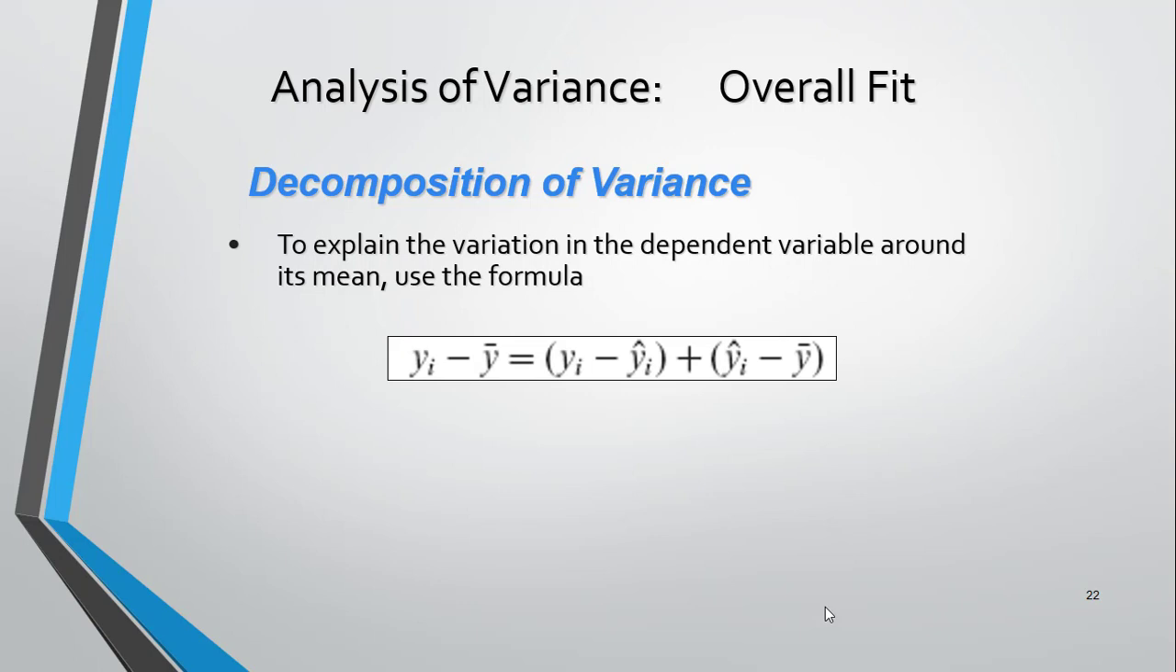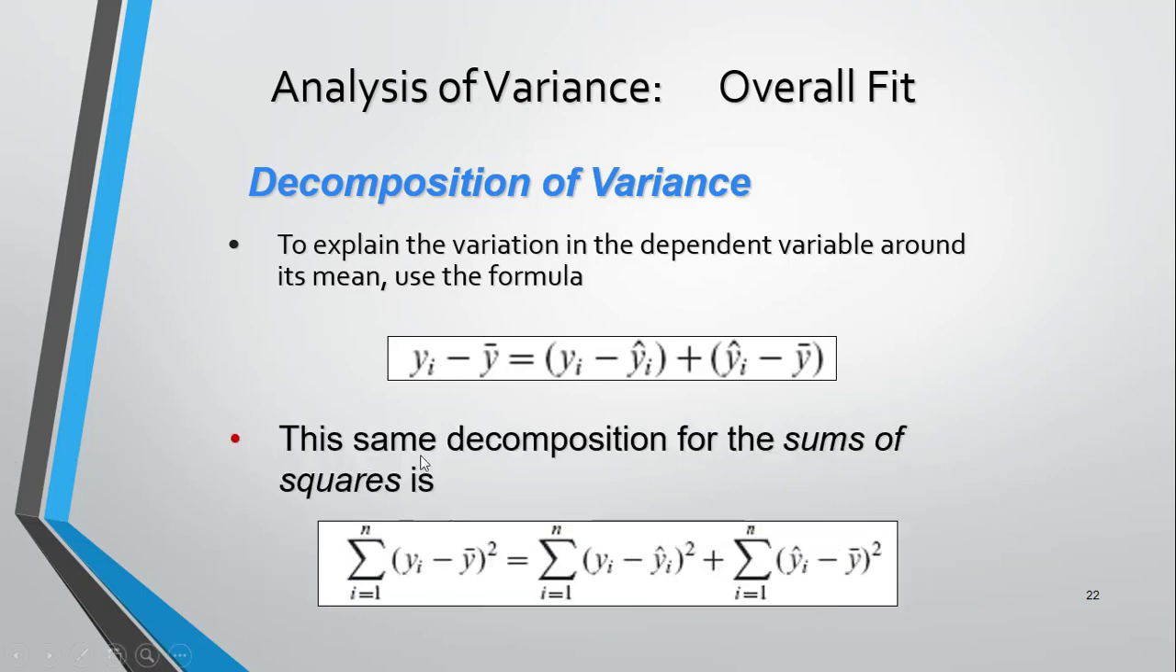Let's do the analysis of variance on the overall fit, the decomposition of variance. To explain the variation in the dependent variable around its mean, we use this formula. Yi, the value of the dependent variable minus its mean, can be rewritten as yi minus y hat, the predicted y, plus y hat minus y bar, the average y. You can see these two cancel each other, so this equation holds true.